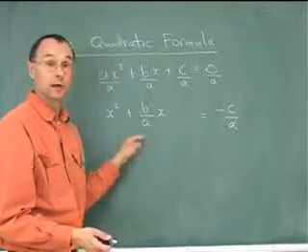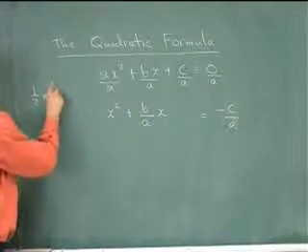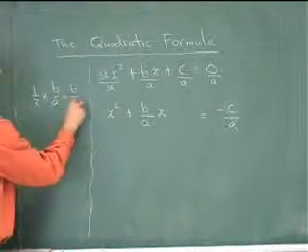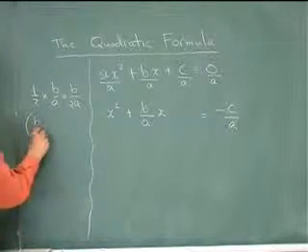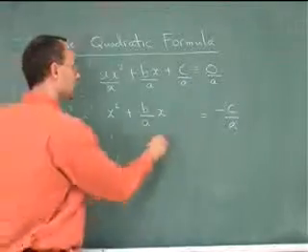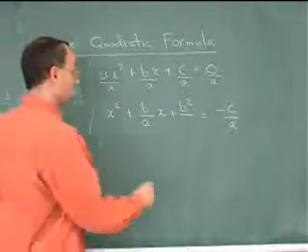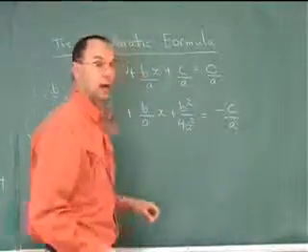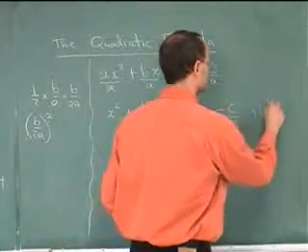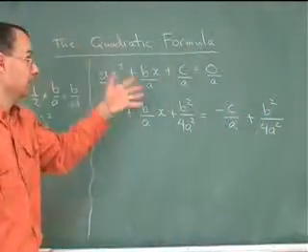Now, to complete the square, what we had to do was take half of this number and square it. So half of b over a, well, that's b over 2a, and b over 2a squared, that's the number that we want to put in here. So we're going to have b squared all over 4a squared. And what we add to the left side, we have to add to the right side.